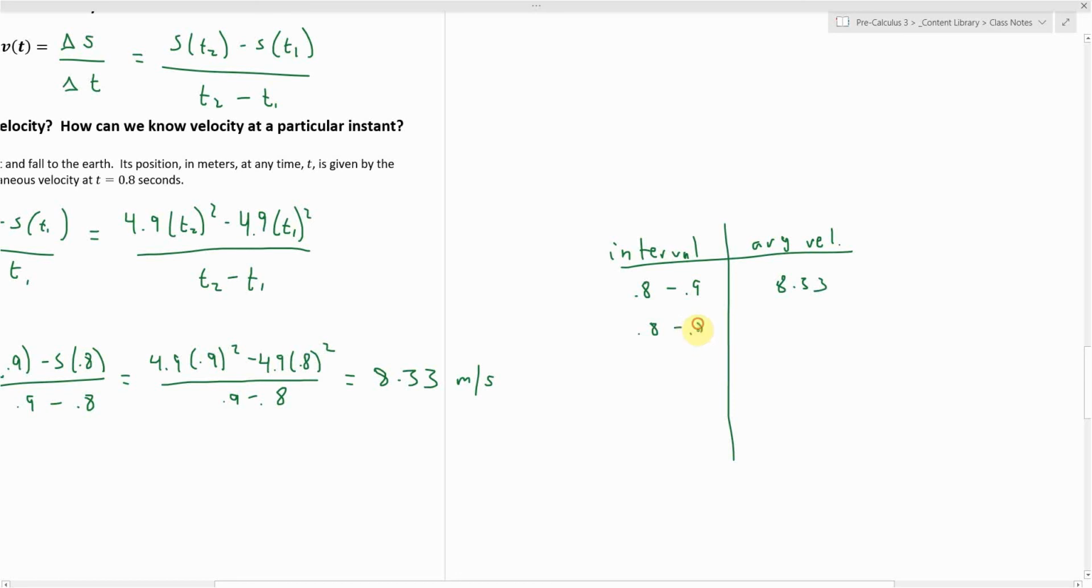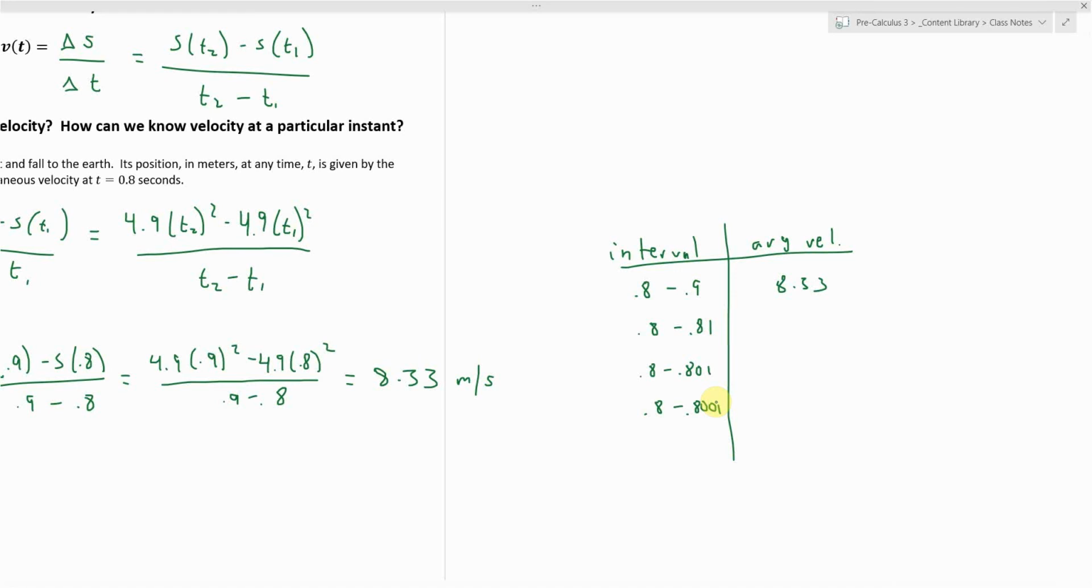What would it be if I took only a 1/100th of a second? And then what would it be if I took only a 1,000th of a second, from 0.8 to 0.801? And then what would it be if I took only a 10,000th of a second immediately after the moment that I'm concerned with? Obviously, we could agree that a 1/10,000th of a second is such a short period of time that it is pretty close to what we would call an instant.